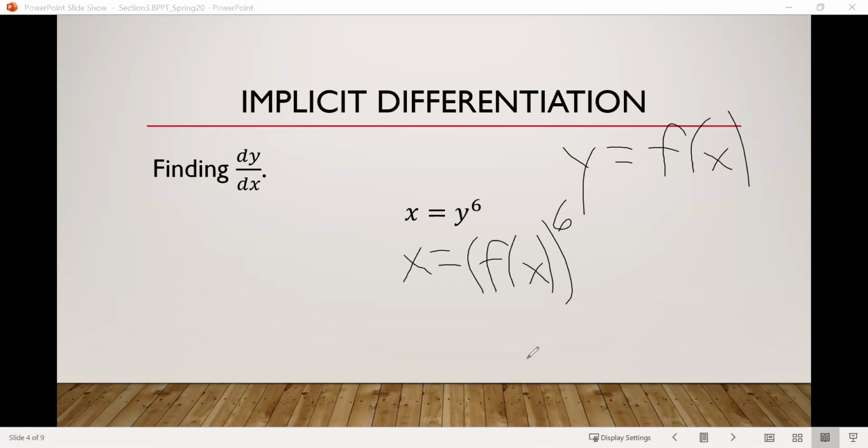But it could be something like this, x equals f of x to the sixth power. And if we want to take the derivative here, right, well, on the right-hand side, notice we have the f of x raised to the sixth.